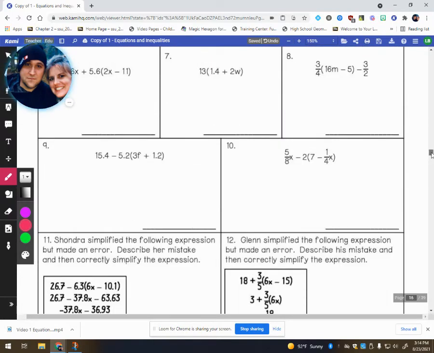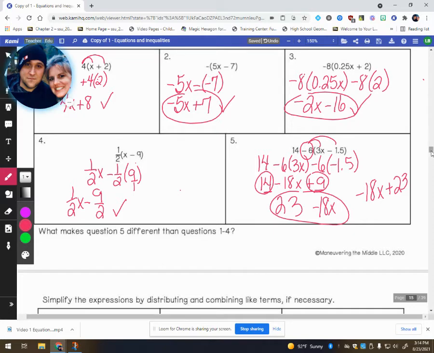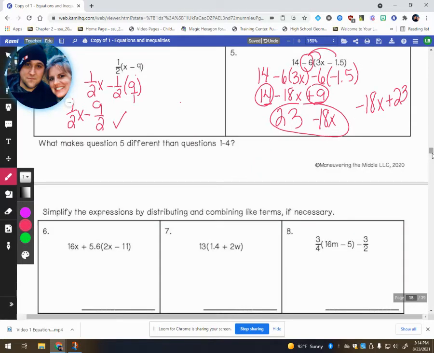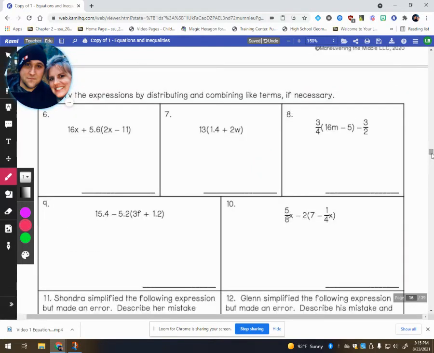Okay, moving along here, maybe at a little too rapid a pace. Simplify the expressions by distributing and combining like terms if necessary. So go ahead and pause the video and try numbers 6 through 10.